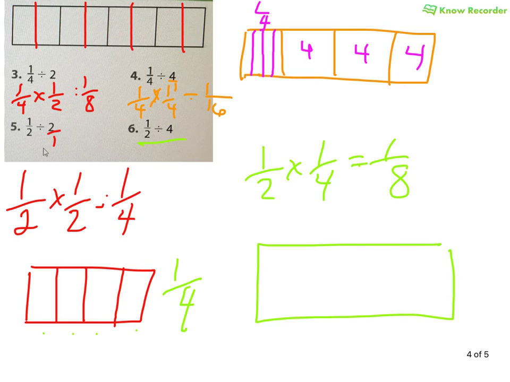Here's my whole. I cut it in half. What am I doing to it? I'm taking the left half. I'm cutting that into 4 pieces, which then I would cut this into 4 pieces.